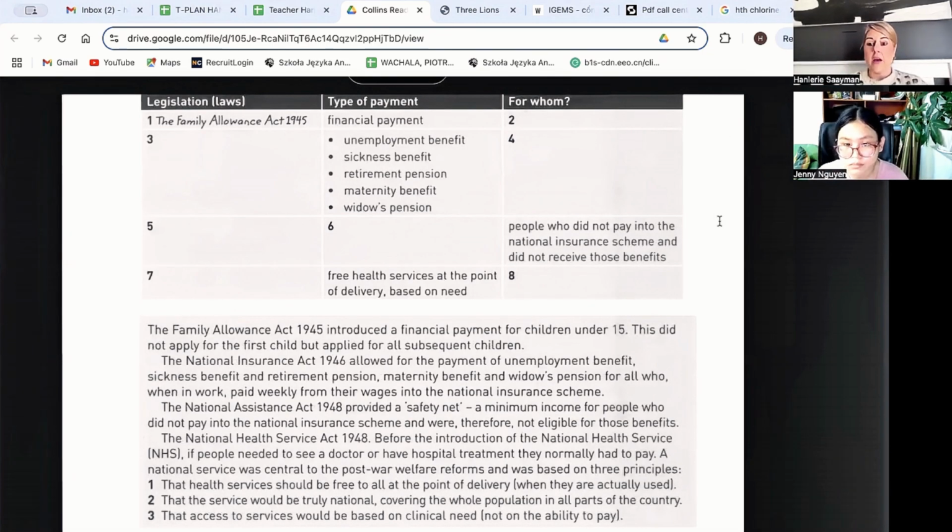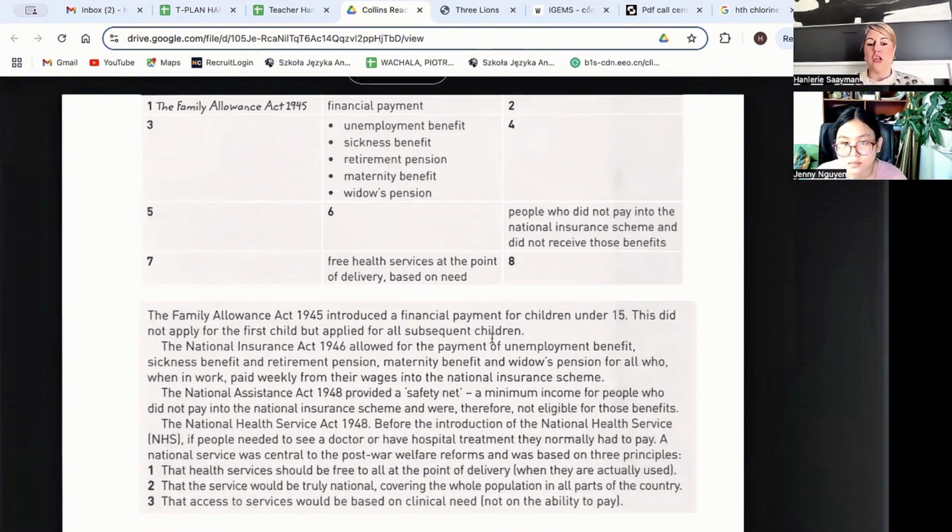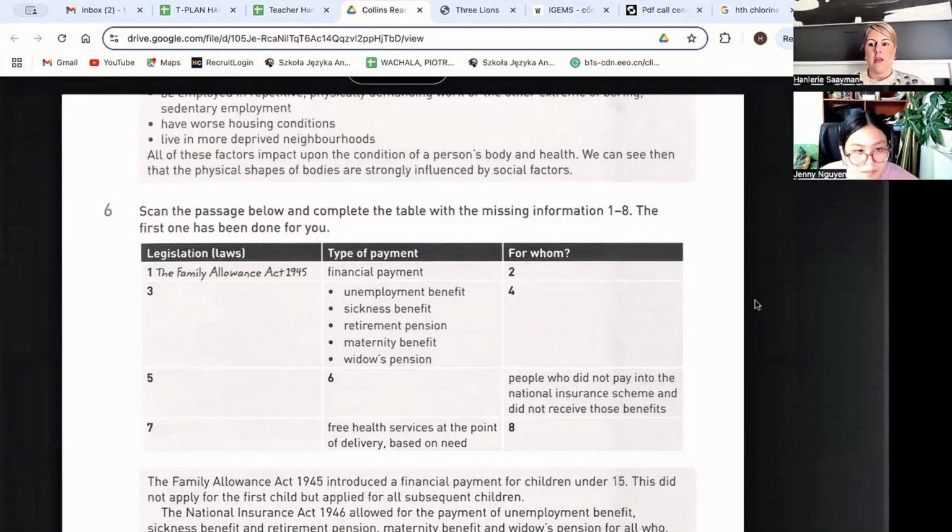Okay, I have a question. What is whom? You're going to read this for homework again, and then you're going to complete this table. I mean, what does "whom" mean? W-H-O-M. I don't understand what "whom" means.